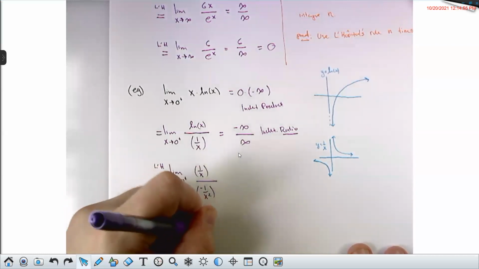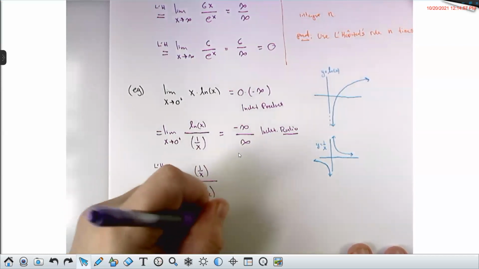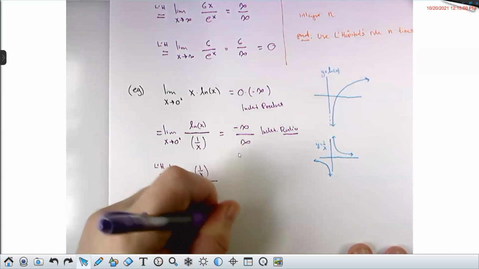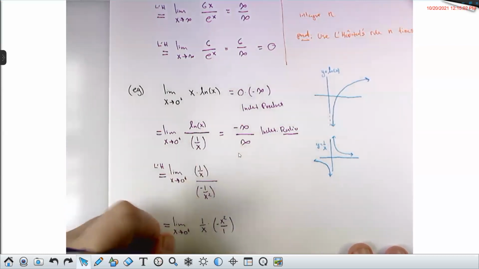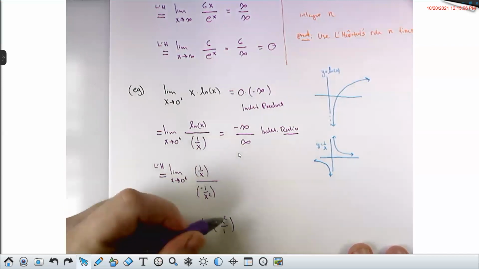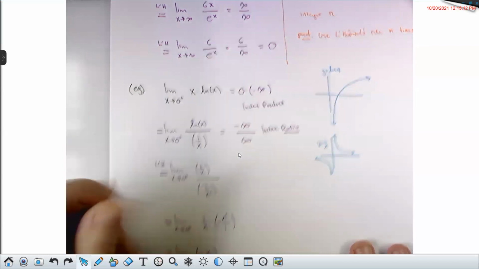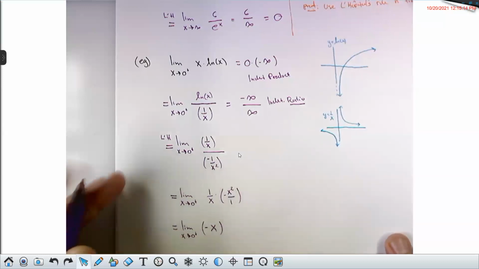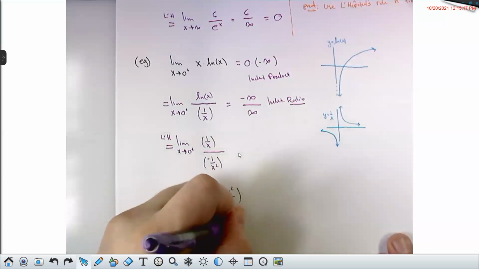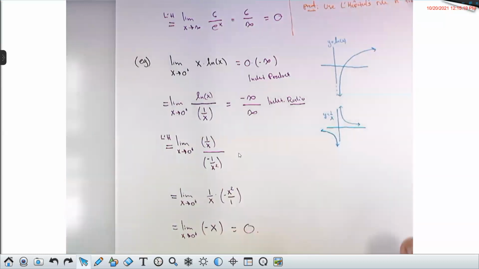You have 1 over x times negative x squared over 1, which is the limit as x goes to 0 plus. You can cancel the x's, you just get negative x. And as x goes to 0 from the right, negative x goes to negative 0, which is 0. So x times the natural log of x goes to 0 as x goes to 0 from the right.